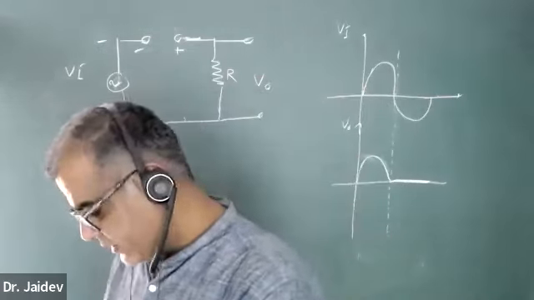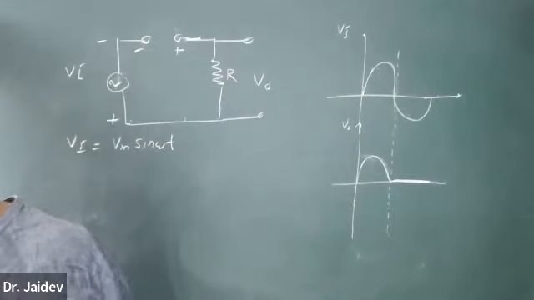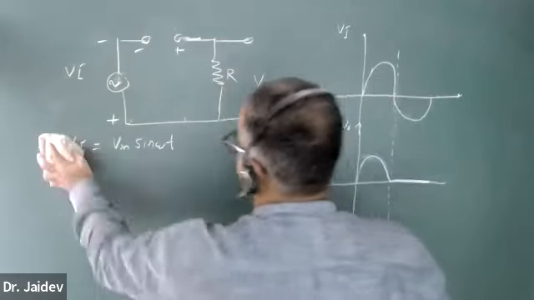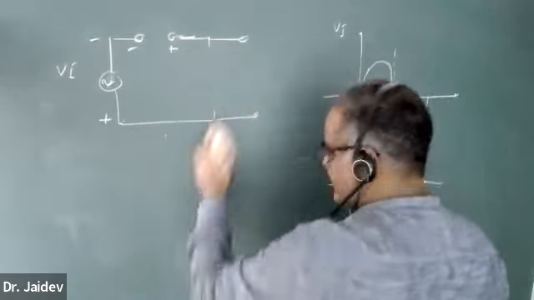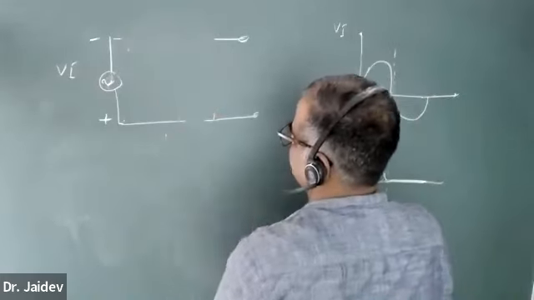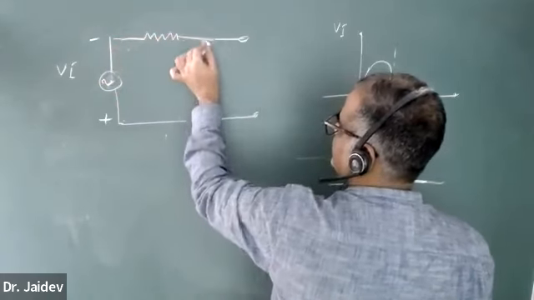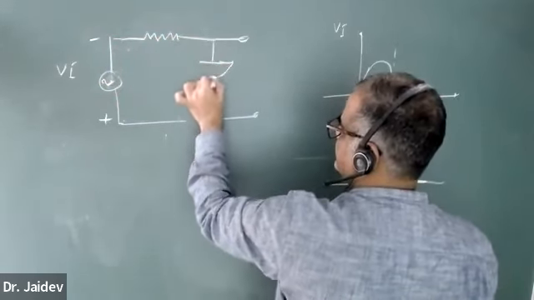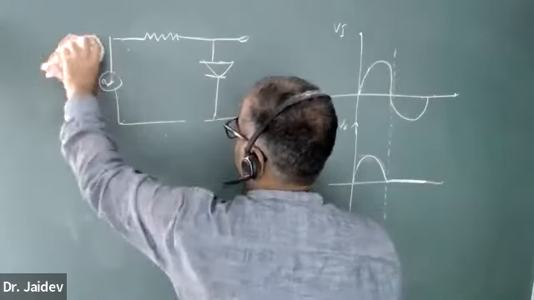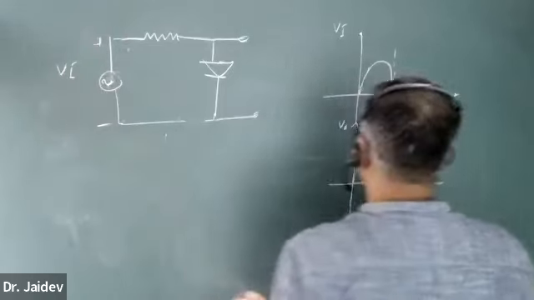Yes, sir. Okay, so let us now change this circuit slightly. Now what I'm doing is swapping the diode and the load: I am putting the resistance here and the diode here. The input is the same as before. Tell me what will happen now.